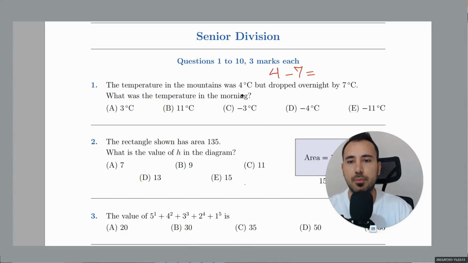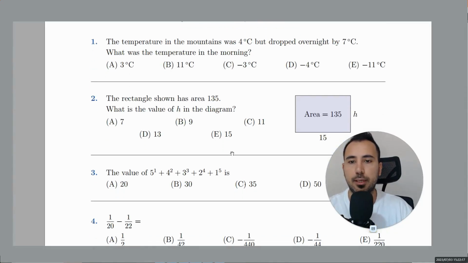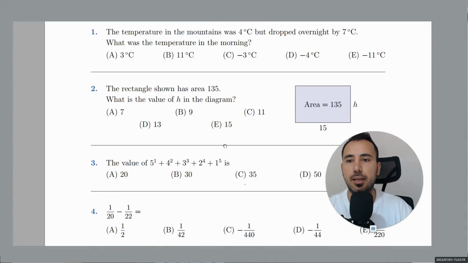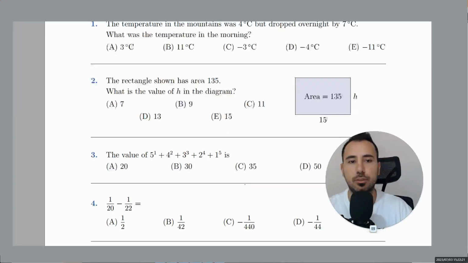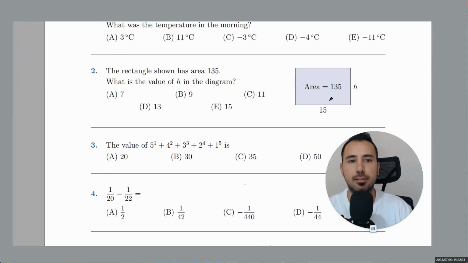Of course. Question 2: the rectangle shown has area 135. What is the value of h? So you just have to divide these numbers, 135 divided by 15 right here. So it's going to be 9. So this one will be B.